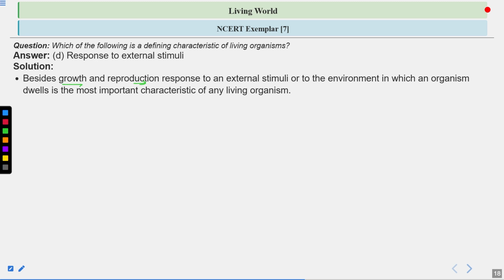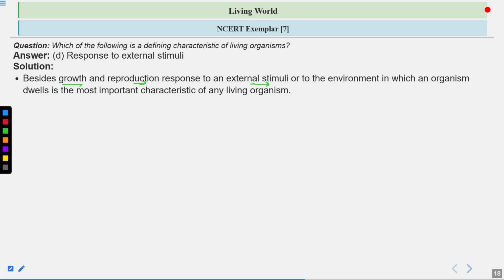Okay. So the correct answer will be here: respond to external stimuli. There are a lot of stimuli in the environment. For example, we take the example of plants. Plants respond to light. This is known as phototropism, movement of the plant in response to light.